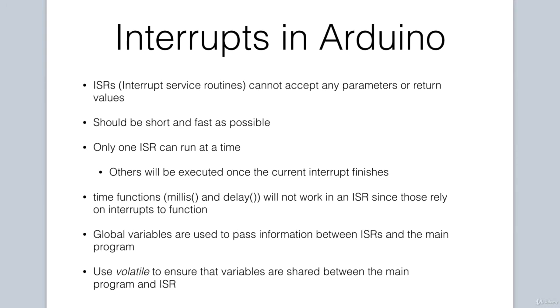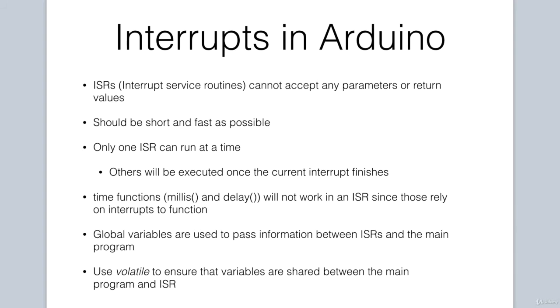We normally define ISRs, or interrupt service routines, which are separate functions that we want to fire or execute when an interrupt occurs. These should be as short and fast as possible, and the functions cannot accept parameters or return any values. Only one ISR can run at a time, and if you have multiple in your program, they are executed in the order in which they occur.